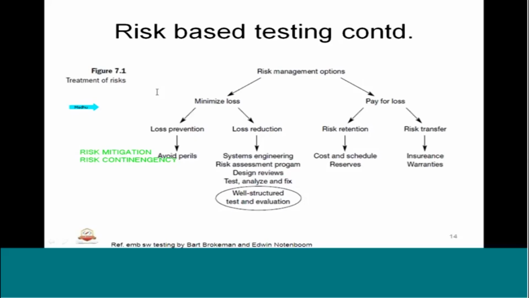So the required information for risk assessment is usually obtained from different sources, and with the help of those sources, we will arrive at different risk management options. So we have a broader categorization as minimize loss or pay for loss. So here again the complexity matters. So based on that, the risk options are derived.